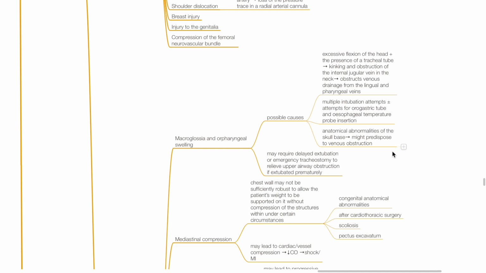Multiple intubation attempts with or without attempts at orogastric tube insertion and esophageal temperature probe insertion, and anatomical abnormalities of the skull base might predispose to venous obstruction. If oropharyngeal swelling occurs, this may require delayed extubation or emergency tracheostomy to relieve upper airway obstruction if extubated prematurely.